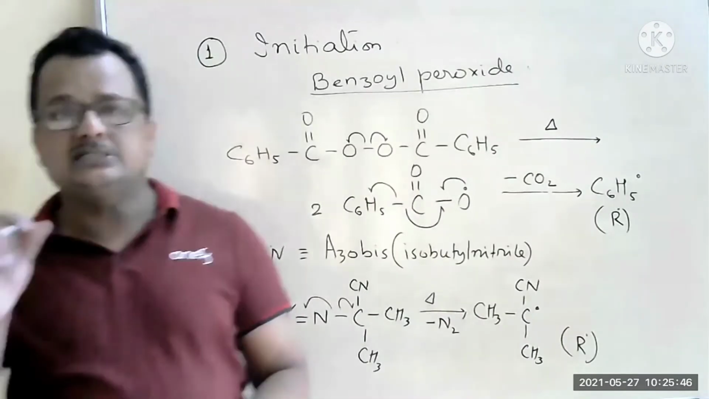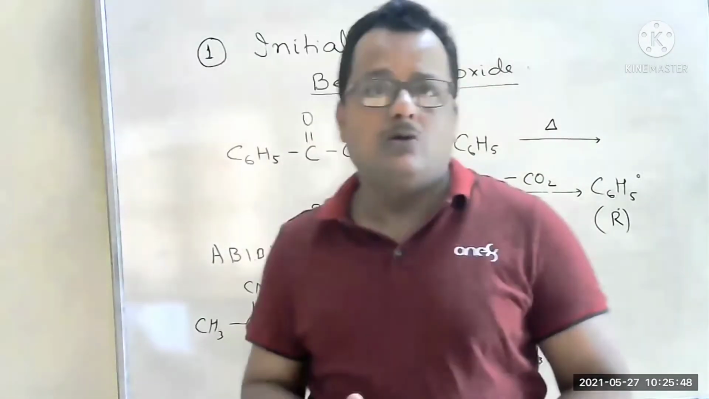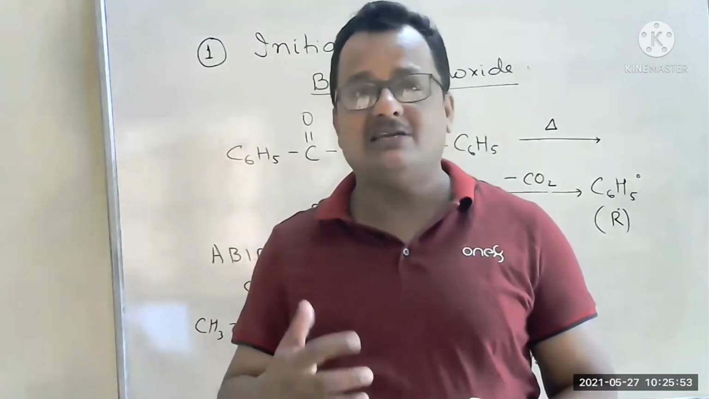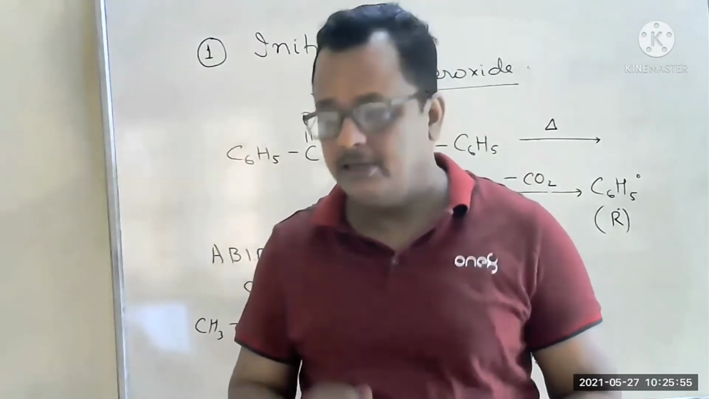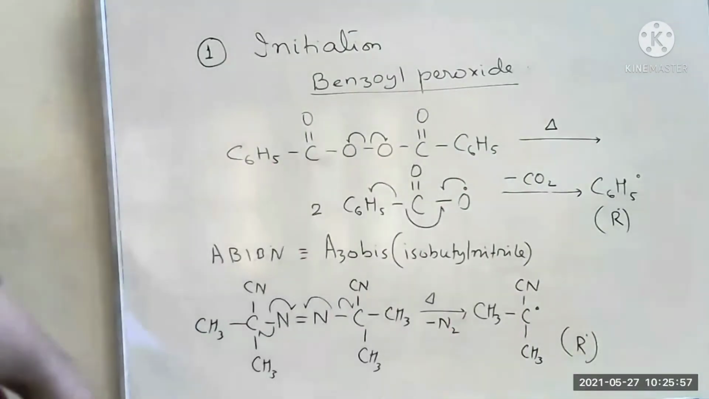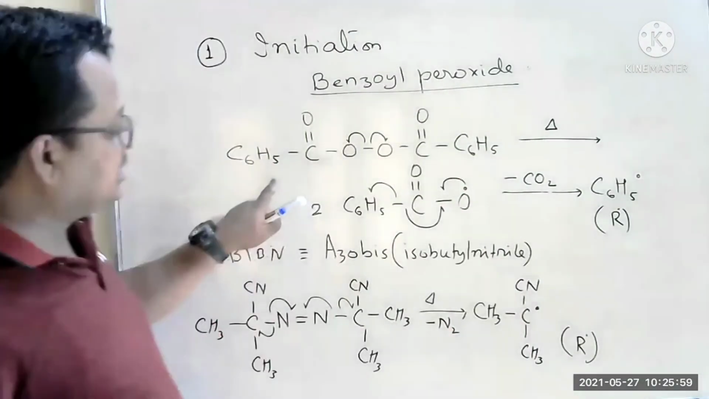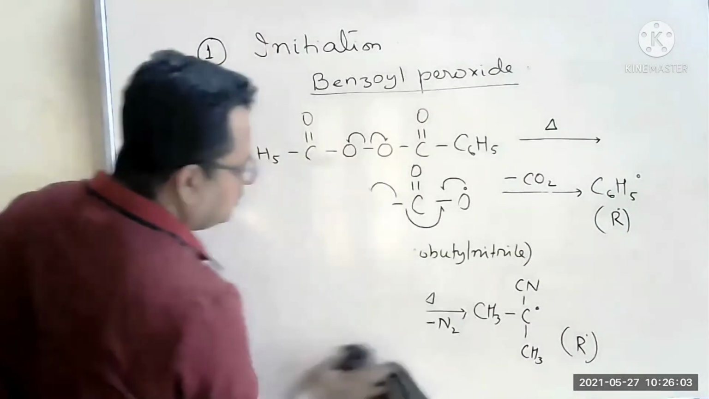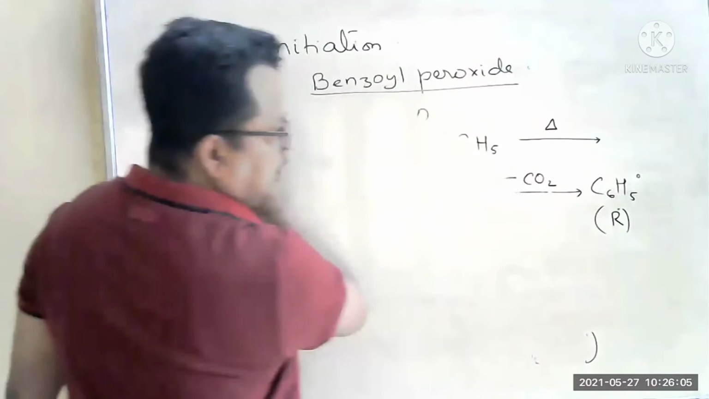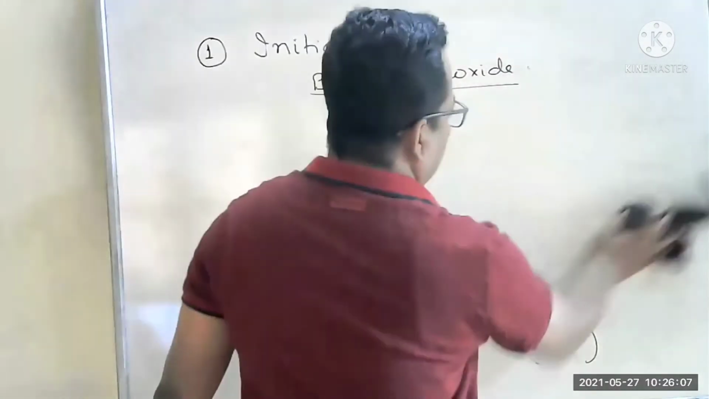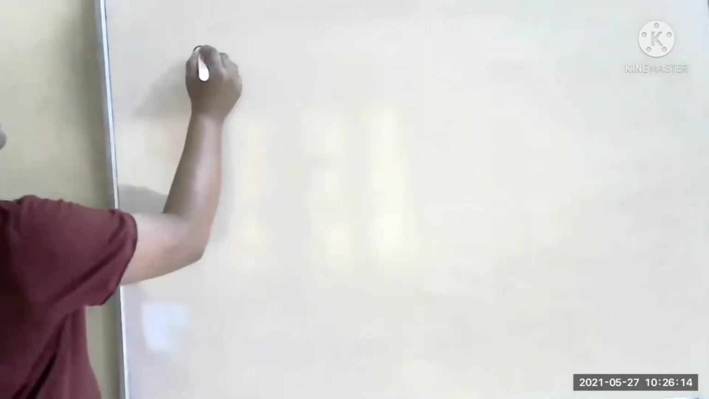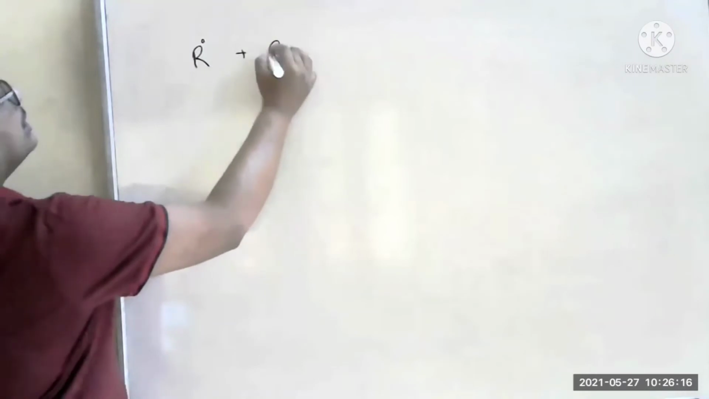So this is the first step of free radical polymerization, that is generation of free radical intermediate. These free radical generators will produce free radical. Now suppose we consider the polymerization of ethylene, ethene. This is the free radical generated from the free radical generator. Then I take this one monomer, ethene.